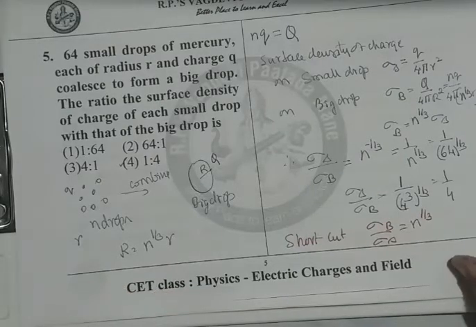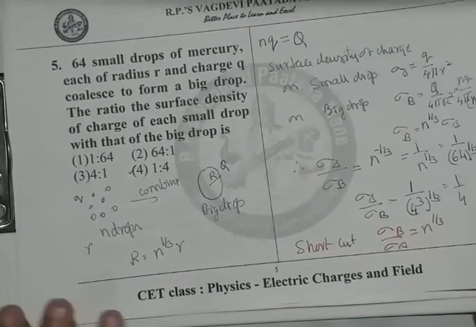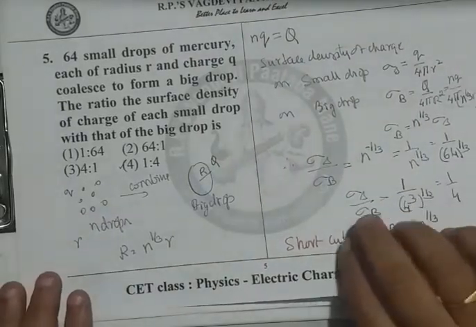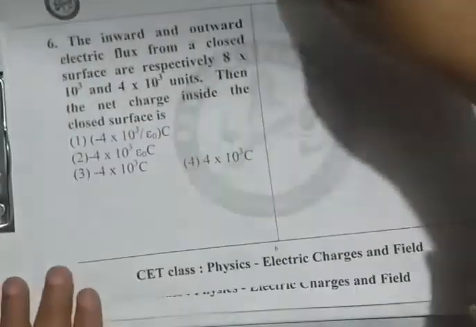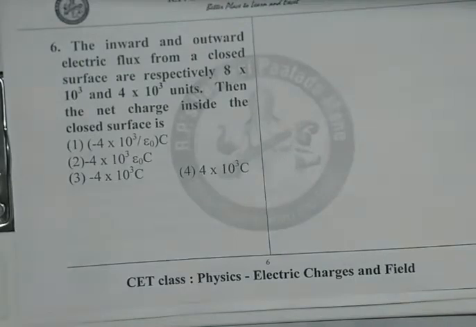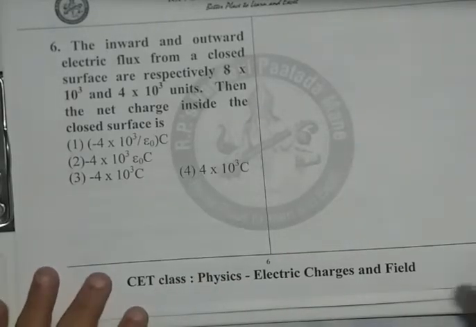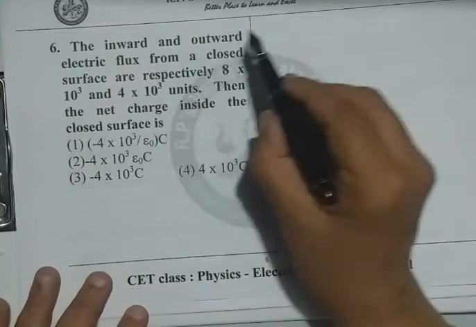Now we start with the next question, question number 6 to be solved. Observe, we read. The inward flux and outward electric flux from a closed surface are respectively 8 into 10 raised to 3 and 4 into 10 raised to 3 units. Then the net charge inside the closed surface. Observe, this is a problem on Gauss law. They have given inward flux.